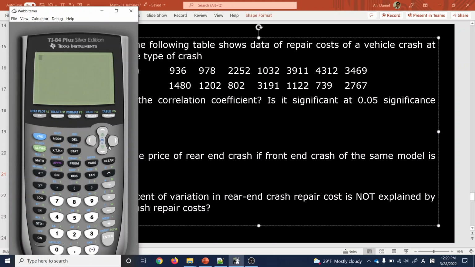What do we do? Stat, and then what do you do? Test. And what do you look for? Linear regression t-test. Yeah, linear regression t-test. Okay. Go all the way down. Calculate.